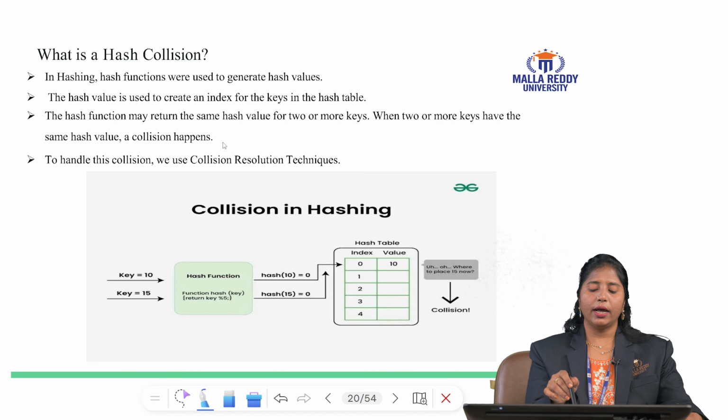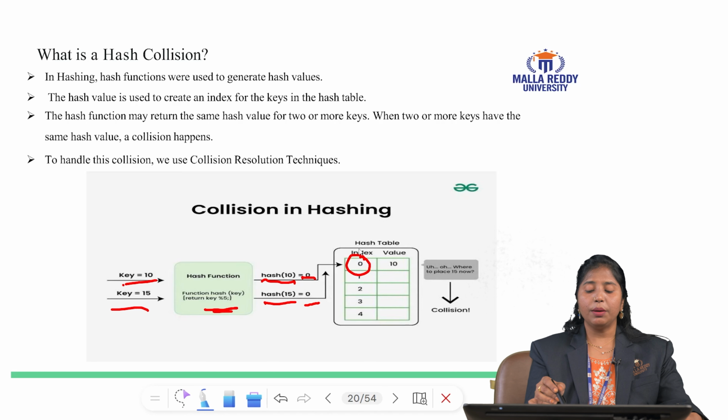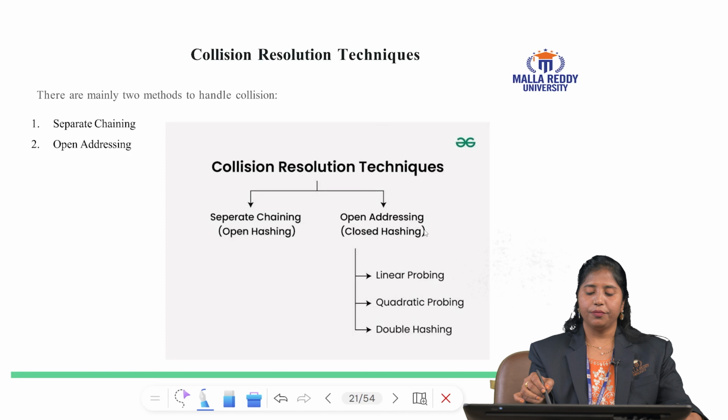Now see it diagrammatically. If I take the key value 10 and key value 15, then hash of 10 equals 0 and hash of 15 also equals 0. With the division method formula, doing the calculation mod 5, we get 0. So for 10 and for 15 we get the same index 0. That means different keys get the same index value in the hash table. This is called a collision.